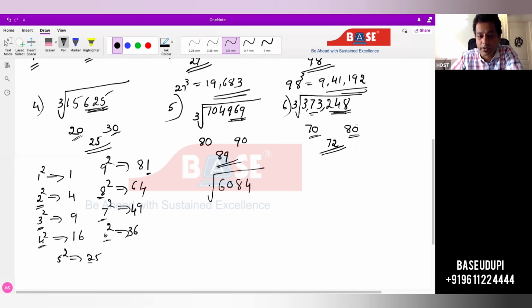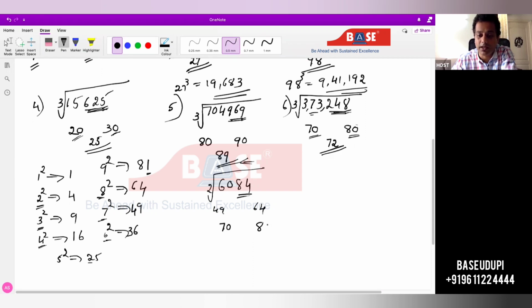What we are finding is square root. Remember, not last 3 digits, this time last 2 digits. Right to left, not last 3 digits, last 2 digits. So what is left out is 60. 60 is between 49 and 64, these two square numbers, right? That is between 7 square and 8 square.